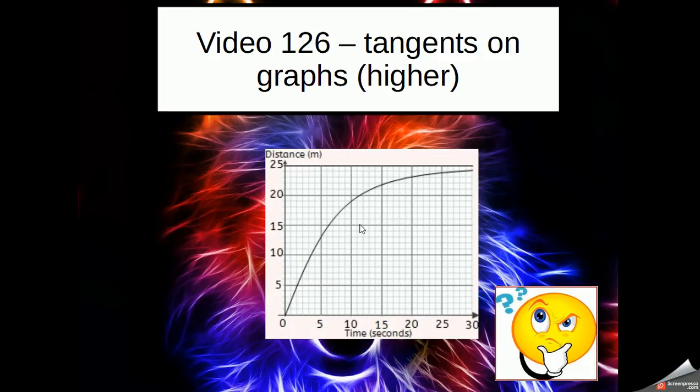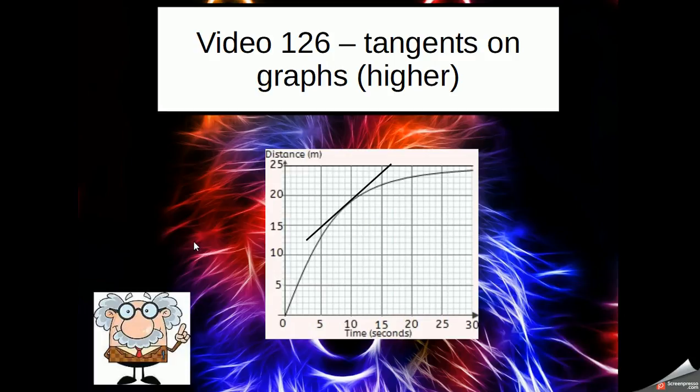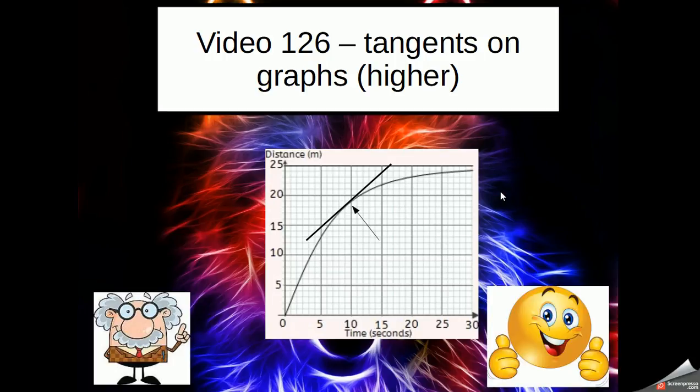So how do we work out the gradient here? Well, all you've simply got to do is create a tangent to the line. So at the point at which you want to calculate the velocity, in this case, because it's the gradient of a distance time graph, you draw a line that touches it at that point, not crossing the line. And then we're going to use the gradient of that line as the gradient of the curve at the given point.